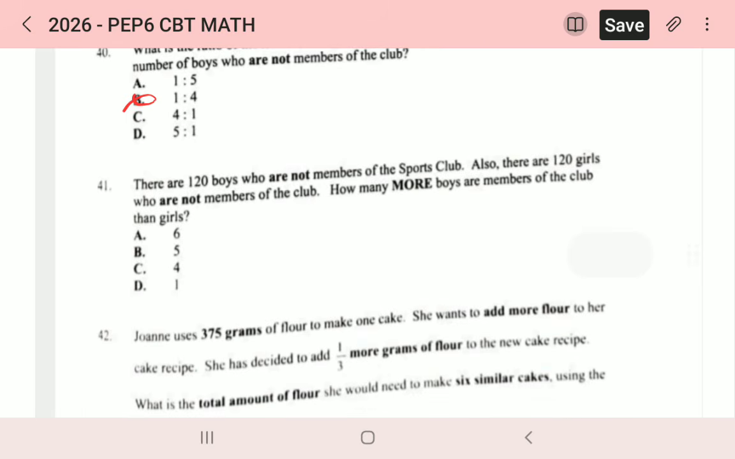There are 120 boys who are not members of the sports club. Also, there are 120 girls who are not members of the sports club. How many more boys are members of the club than girls?